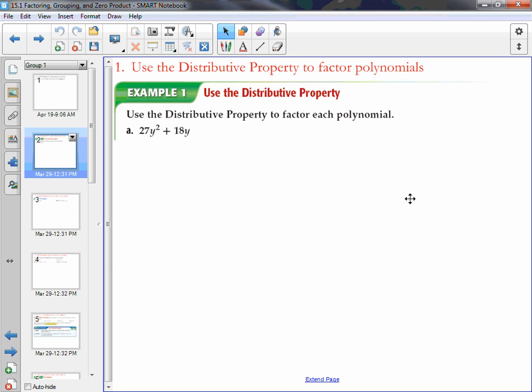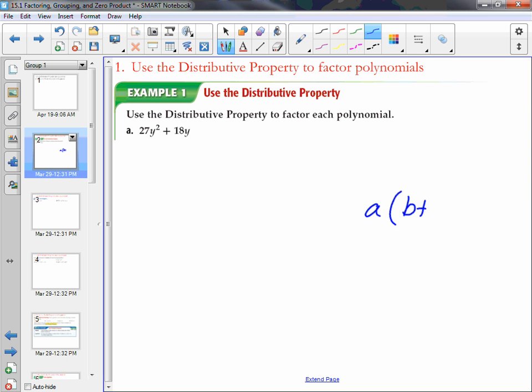Now you remember how the distributive property works, right? Like if you had A times the quantity B plus C, you'd multiply the A times the B, then you'd multiply the A times the C. So that's using the distributive property to multiply. So to use the distributive property to factor, we go in the opposite direction. So you're looking for common factors. Factors are things that are multiplied together. You're looking for factors that are in both of those terms.